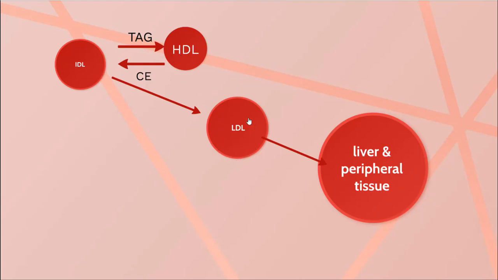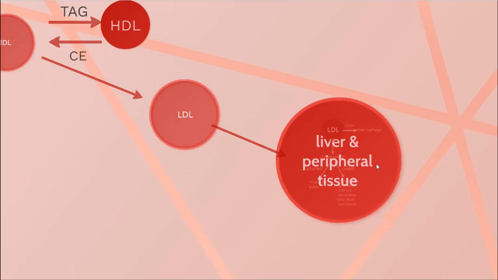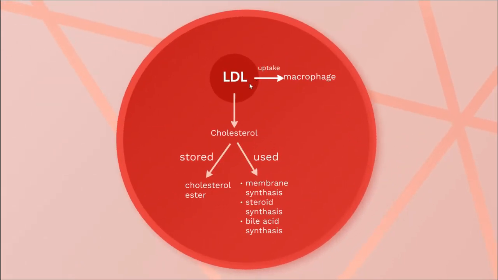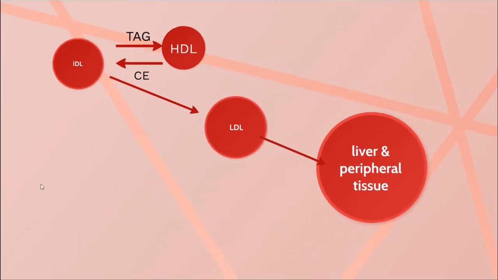This cholesterol ester rich LDL will be taken up by the liver and peripheral cells, which is mediated by the LDL receptor, and inside the cell, LDL will offload its cholesterol, which will be used in the cell for various purposes, and the remaining portion will be taken up by macrophages.